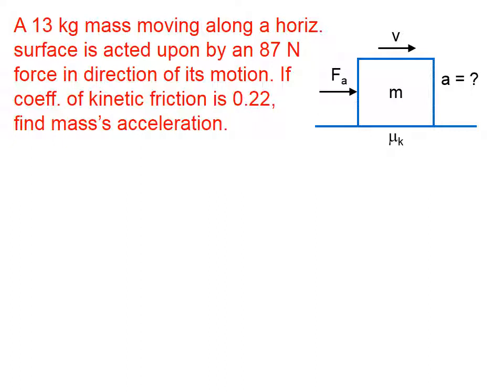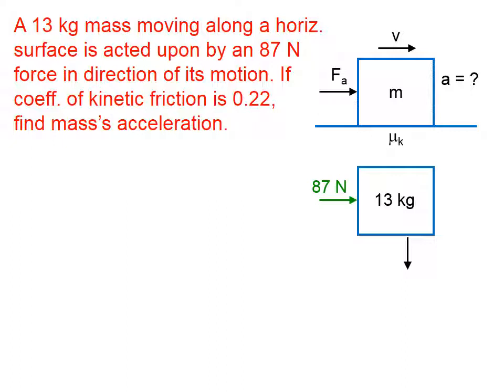We have a mass, it's already moving to the right, let's say. There's an applied force that is in the same direction as the mass is moving. We have a coefficient of kinetic friction, and we want to know the acceleration. So let's go ahead and put the numbers in. There's our mass. There's our 87 Newton applied force.